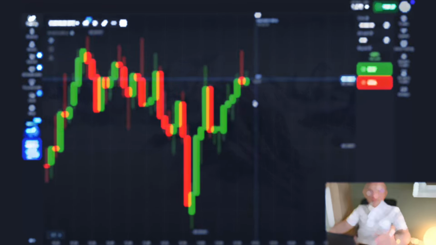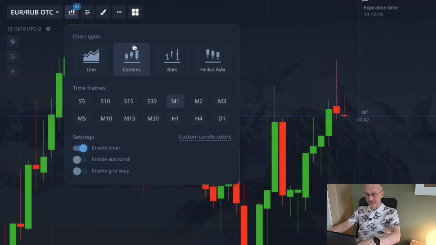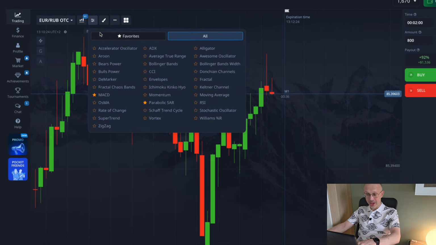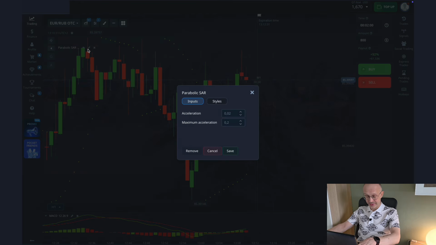Let's get started. First, let's prepare the tools for work. I'm setting classic candles with a 1-minute time frame. Let's go to the Indicators tab and select the MACD and the Parabolic SAR. Let's configure the Parabolic SAR first.